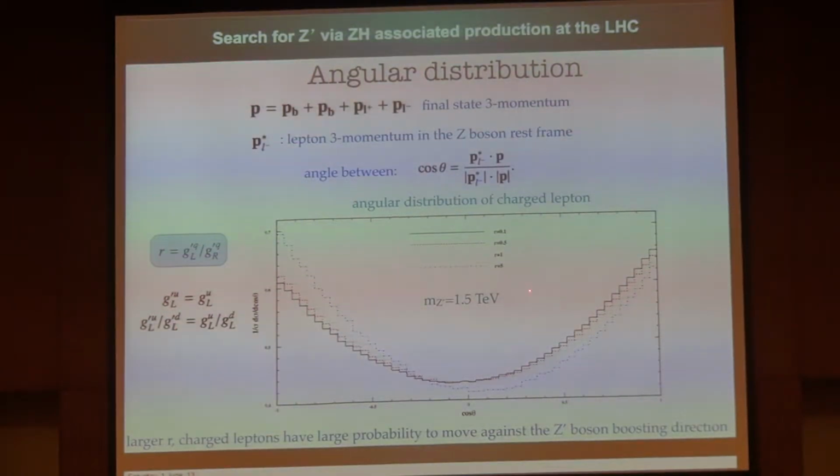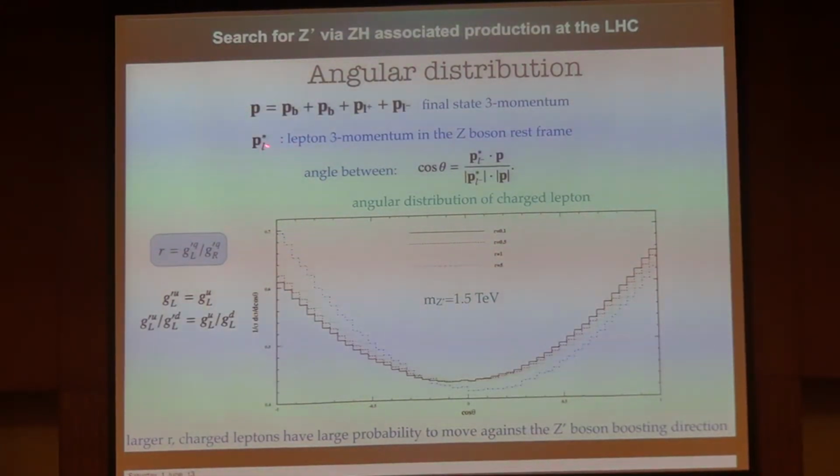For the final state analysis, we define the three momentum of the total final state to be P, and L minus star here is the lepton three momentum in the Z boson rest frame, and the angle between them can be obtained. We then plot the angular distribution of the charged lepton with different R. Here R is defined as the ratio of the chiral couplings of Z prime to standard model couplings, a ratio of left-hand coupling to right-hand coupling. For the left-hand part, we choose the Z prime coupling to standard model particles to be the same as the Z coupling to standard model particles.